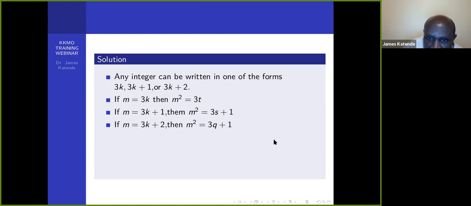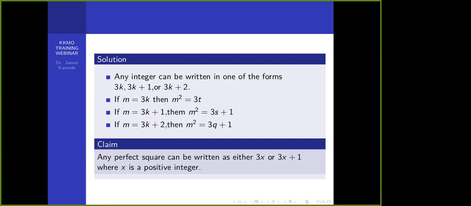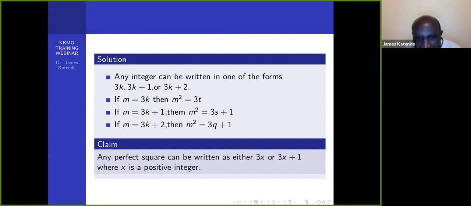So we shall use this information. I hope this makes sense. Yeah, so that's the claim we have proved. Any perfect square can either be written as a multiple of 3 or a multiple of 3 plus 1. So we shall use this claim as we go.